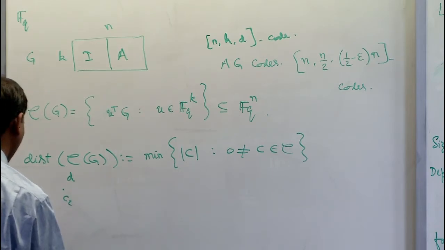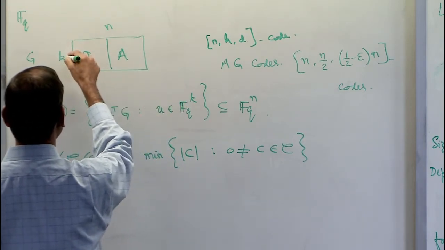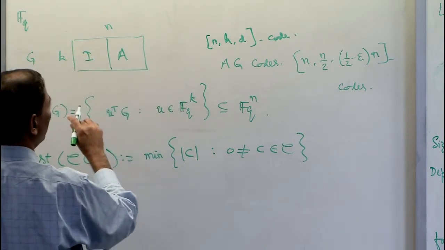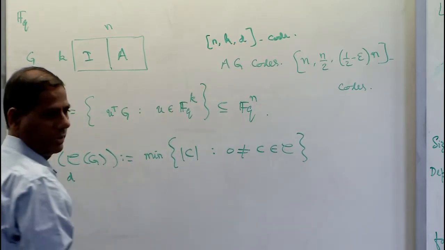Sorry, what are n, k, and d again? I'm confused. K is the message length, N is the code word length, D is the minimum distance.